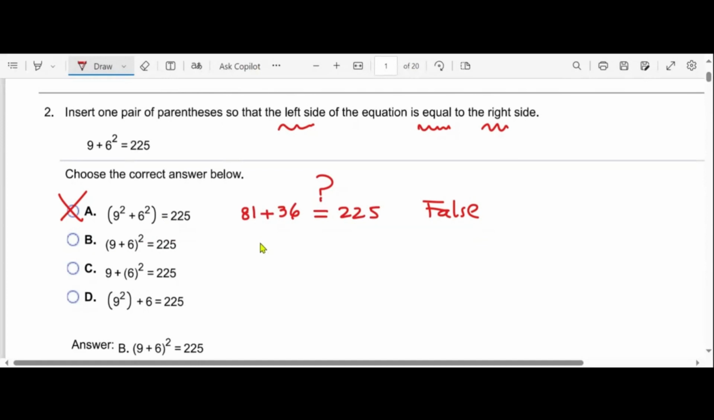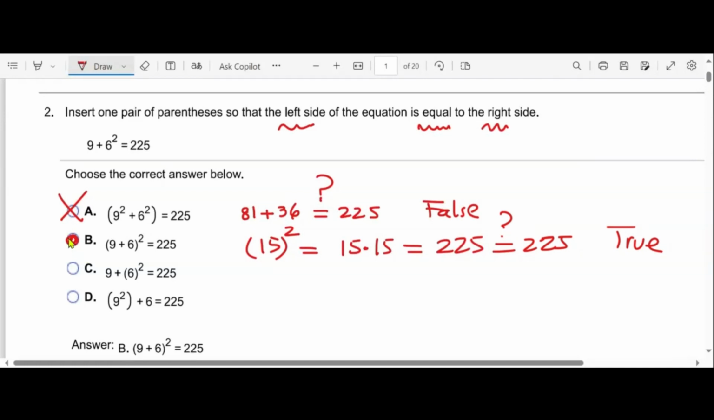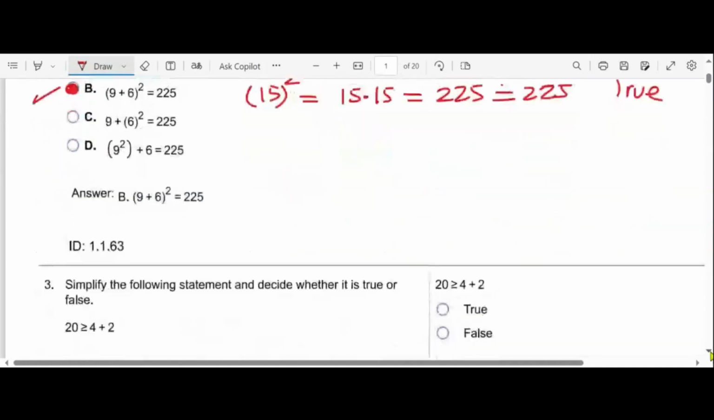Second one. 9 plus 5 is how much? 15 times 15, how much? 225. Is it equal to 225? Yes. True. So which one is the correct answer? B. Easy as easy? Let's go to the next one.